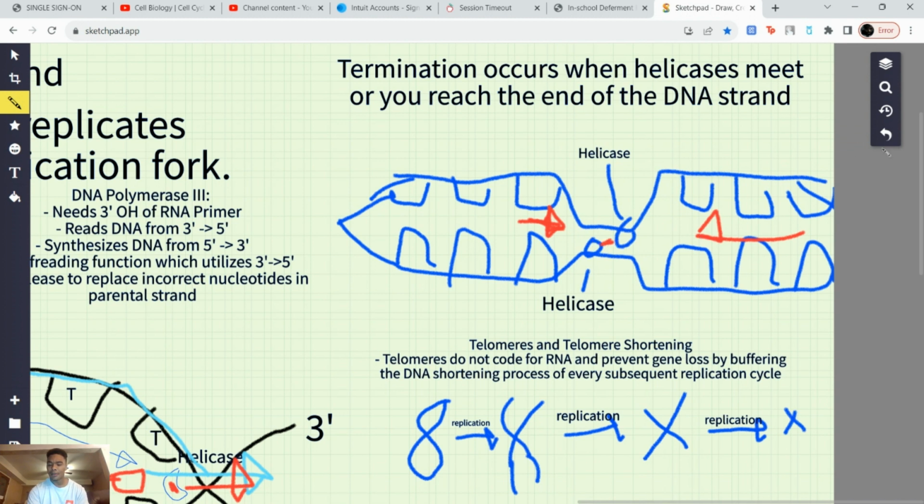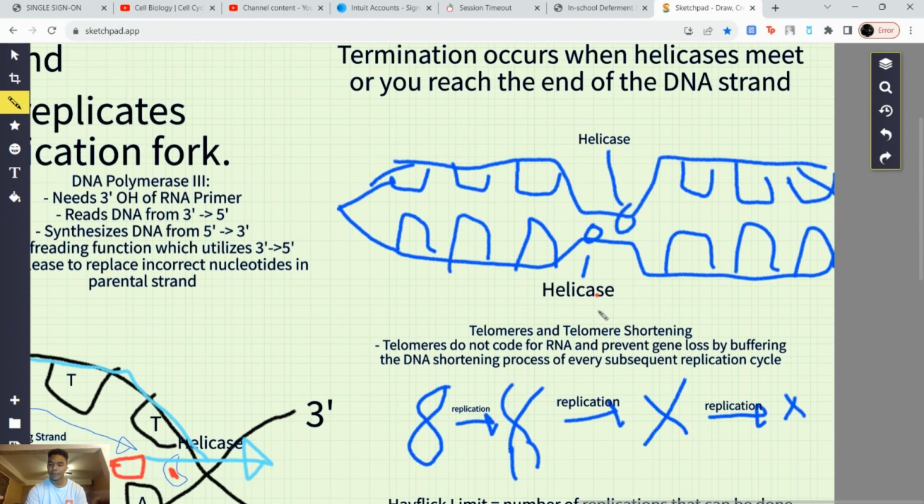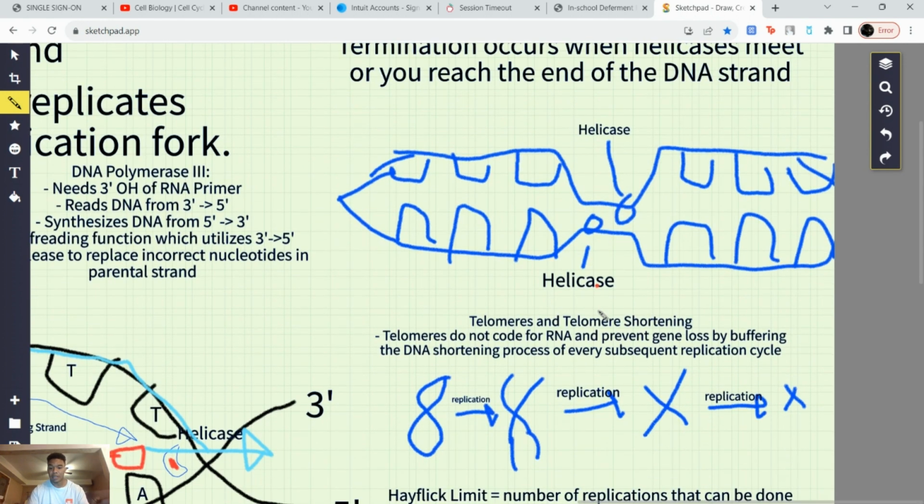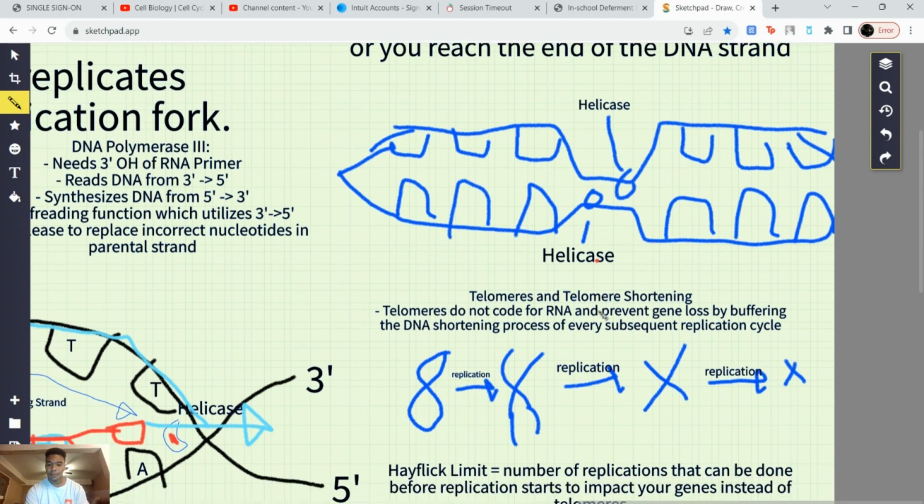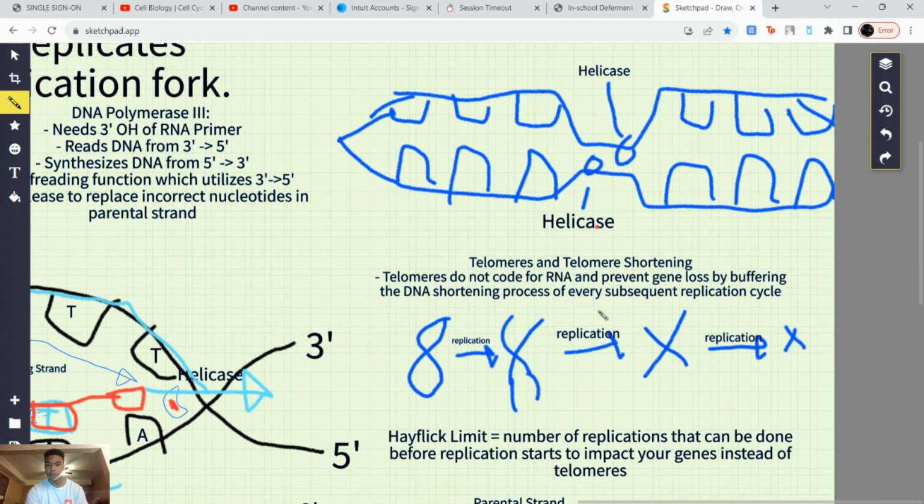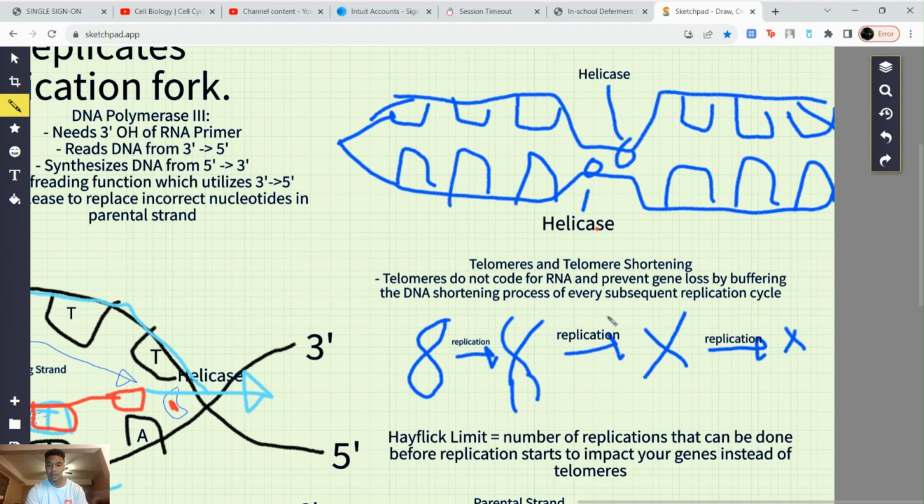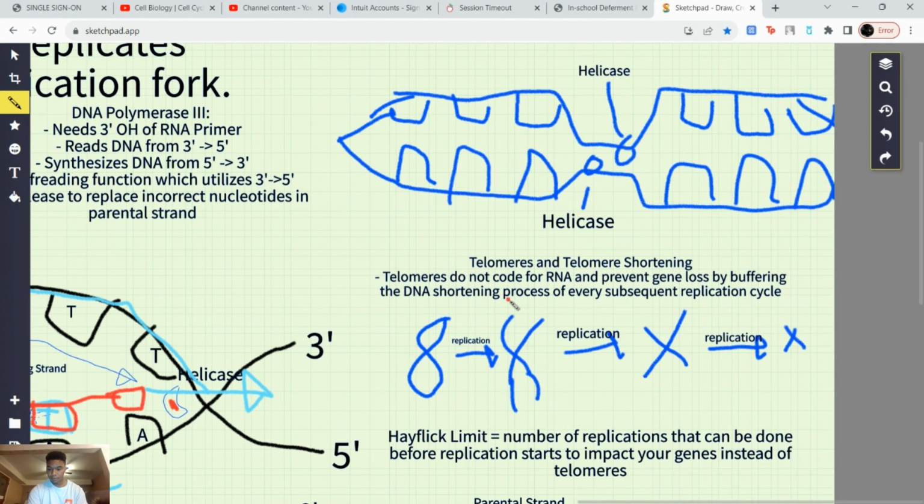And then they meet in the middle here. They say, hey, what's going on? Ain't nothing much, man. And then they bump each other off. And that basically stops the replication process because the polymerases are going to meet and then they're just done. So that's basically when you know that replication of those strands is complete.